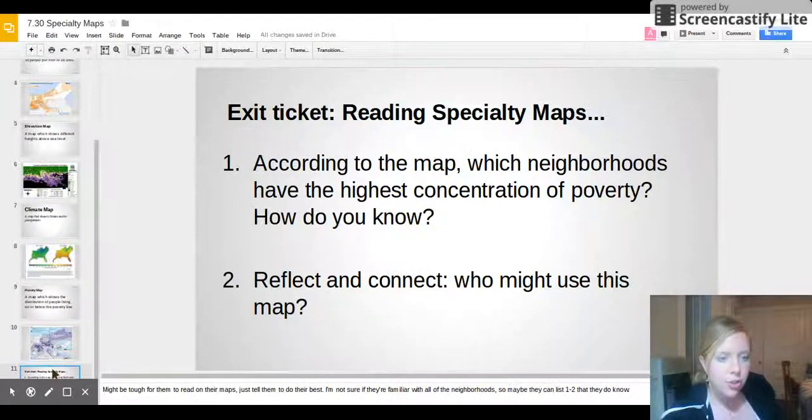Let's focus on strategy 3 now for the poverty map. According to this map, which neighborhoods have the highest concentration of poverty? How do you know? And then finally, reflect and connect. Who might use this map? And then why do you think it would be important to have this kind of thing?